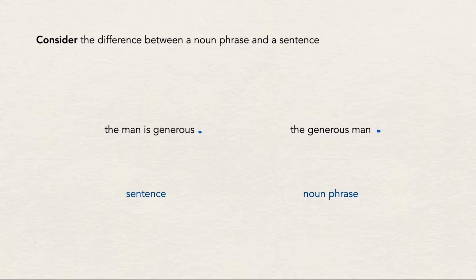You don't want to have a full stop there because the generous man is only an idea. It's not a complete, finished idea that has a topic and some news about it. If I was speaking to someone and I just said the generous man, they'd be waiting for me to add something else onto the end, like the generous man is here, for example. Now I can put a full stop and it's a correct sentence.